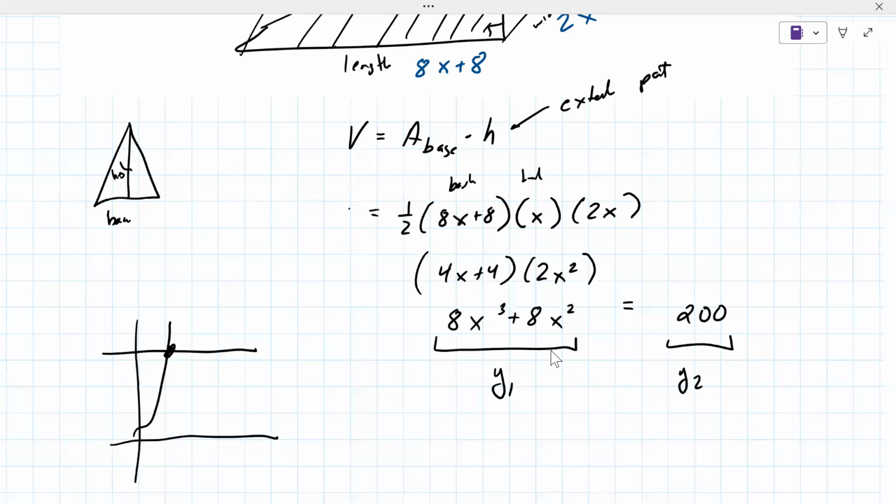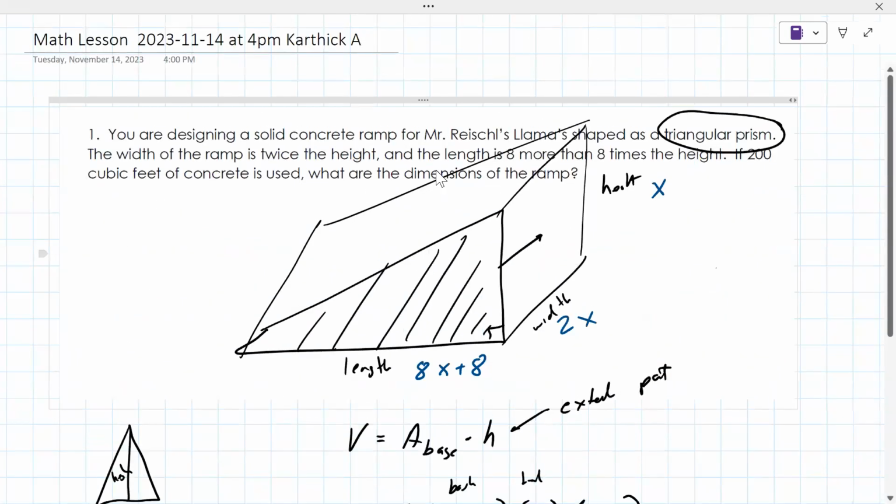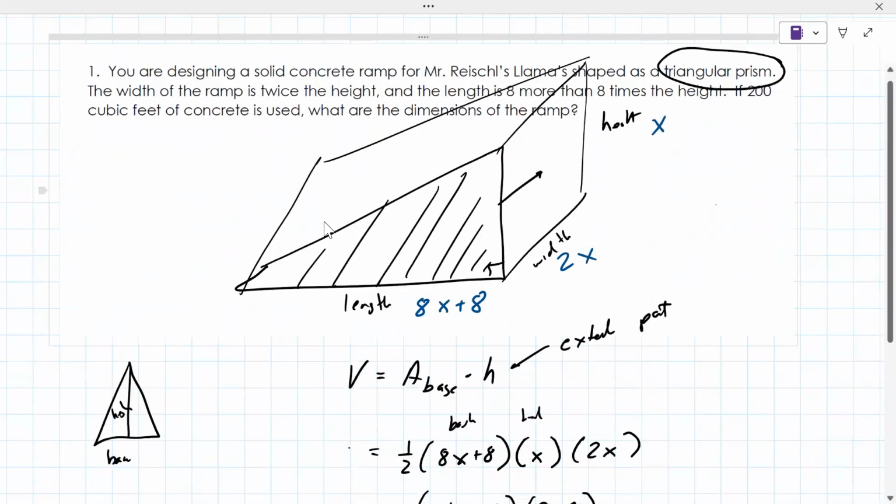Okay, well, so the solution here, when you graph it, is 2.626. And that's the x value. So sometimes you have to be careful here because they're asking you for the dimensions, not just the height.